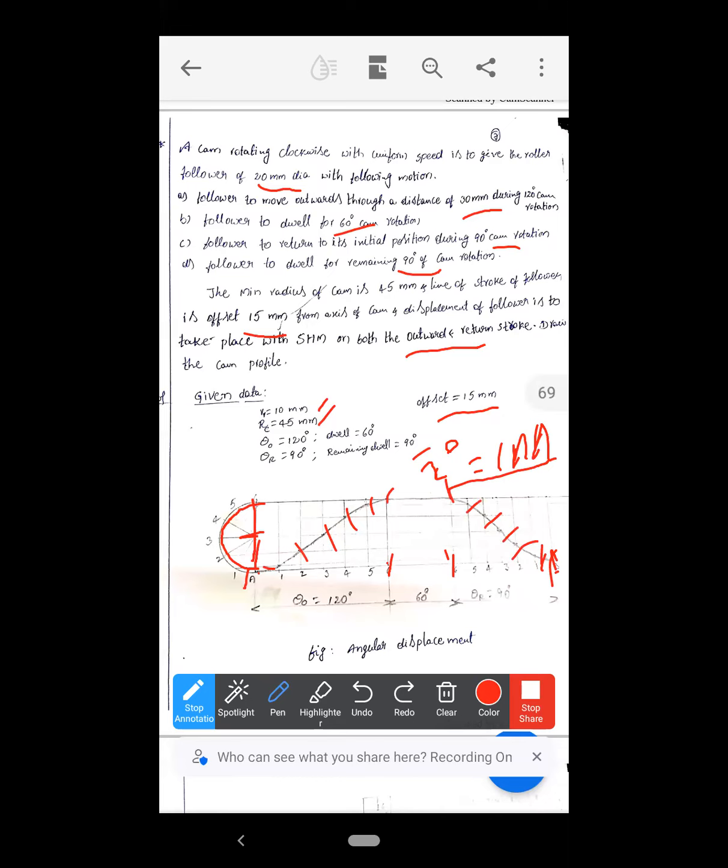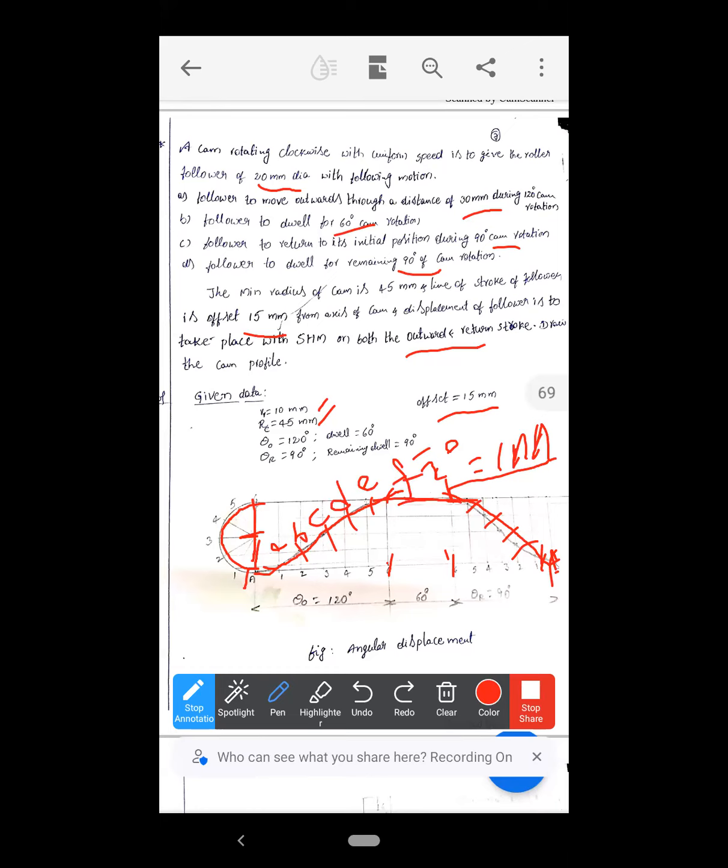So just mark the points, and now give the curve through the marked points. So that is generated nearly as a parabolic curve. Now give the representation 1, A, B, C, D, E, F.